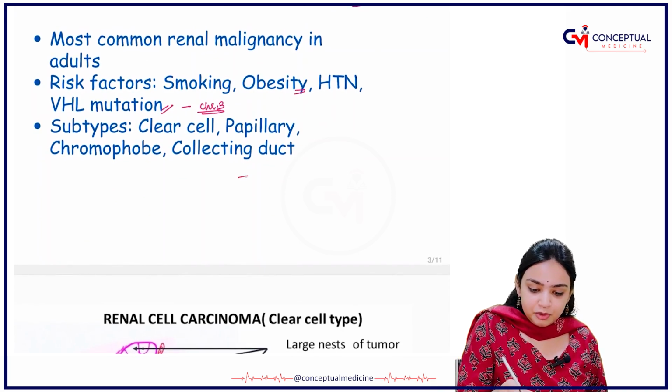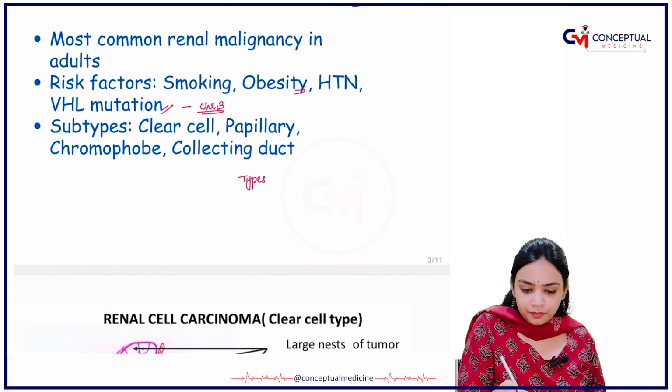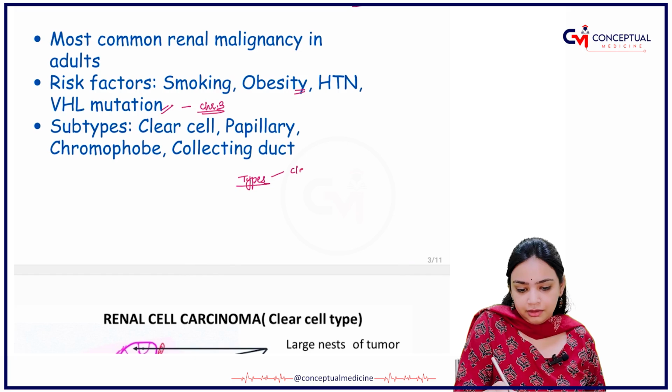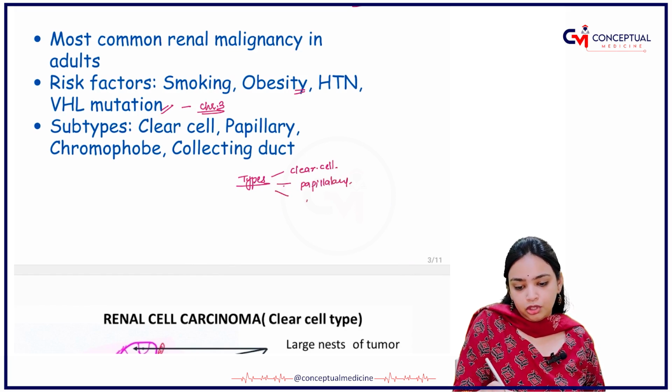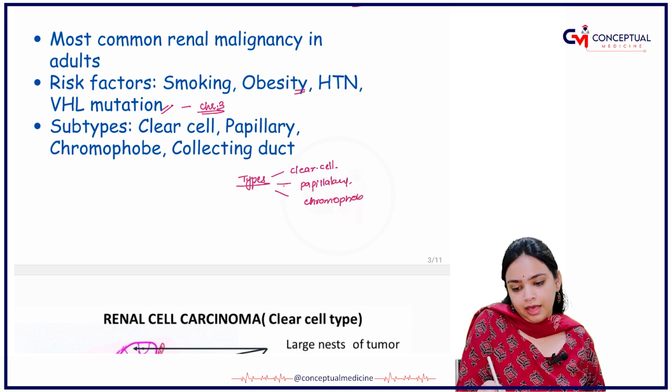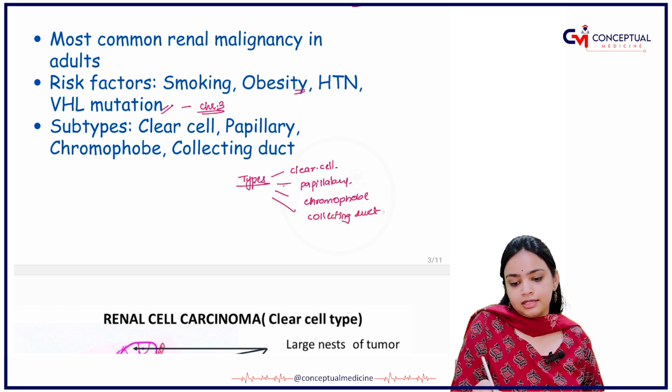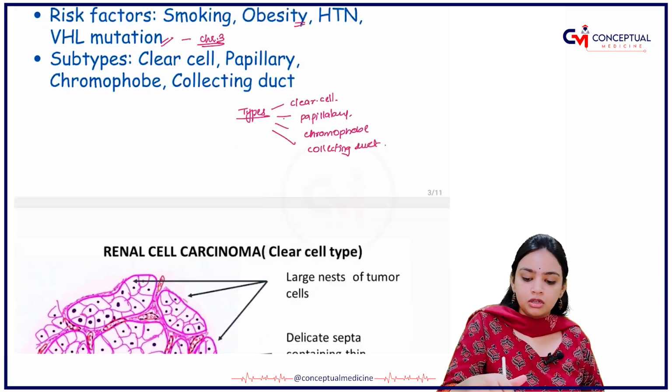What are the subtypes? If I talk about the types, it can be the clear cell, then you have the papillary, the chromophobe, and the collecting duct. So these are basically the 4 types.